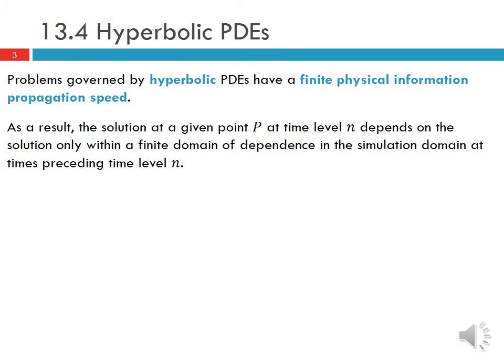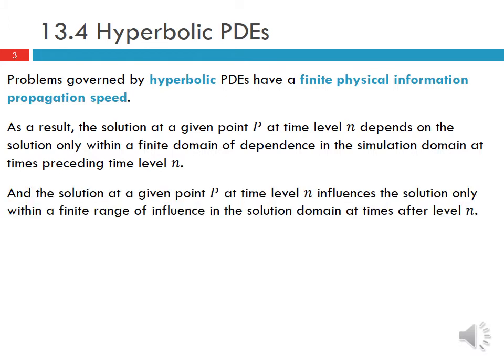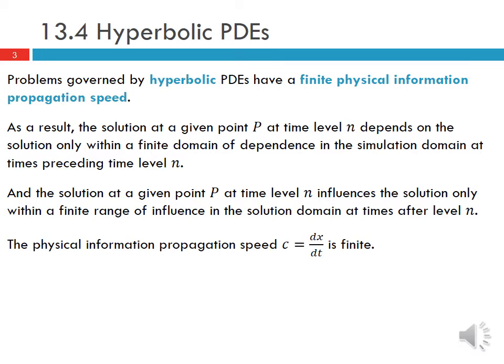As a result, the solution at a given point P at time level n depends on the solution only within a finite domain of dependence in the simulation domain at times preceding time level n. And the solution at a given point P at time level n influences the solution only within a finite range of influence in the solution domain at times after level n. The physical information propagation speed, c, equal to dx/dt, is finite.